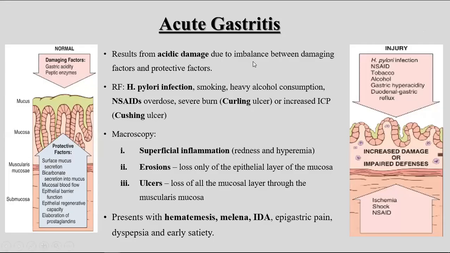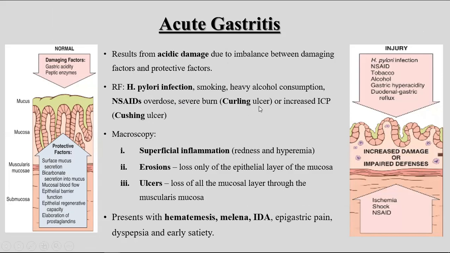Then you have gastritis. So gastritis is when you have acidic damage due to the imbalance between damaging and protective factors. So this is the same etiology as H. pylori and NSAIDs, but it's when it occurs in an acute setting. So the risk factors are going to be the same: H. pylori infection, NSAIDs overdose, smoking, heavy alcohol consumption. But the two special types of ulcers that you should know are the Curling ulcers and the Cushing ulcers.